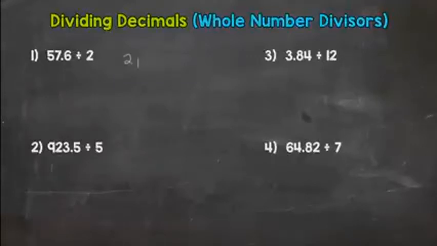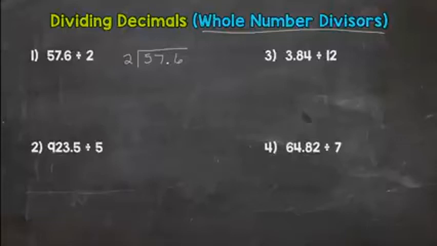So 2 is our divisor, and as you notice, that's a whole number divisor, right? Like all 4 of these will be on your screen. And then we'll follow this up with decimal divisors, which takes an extra step, but we don't need to worry about that right now. And then our dividend is 57 6/10.